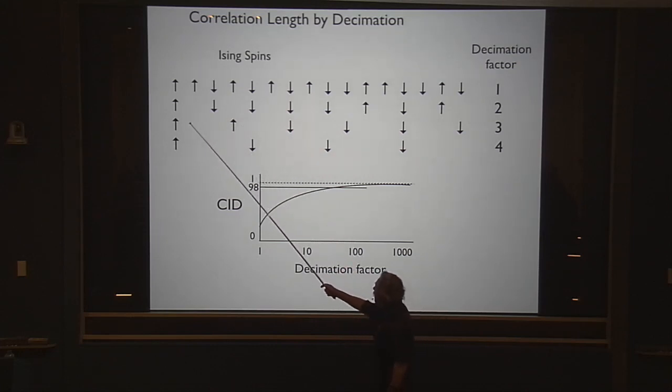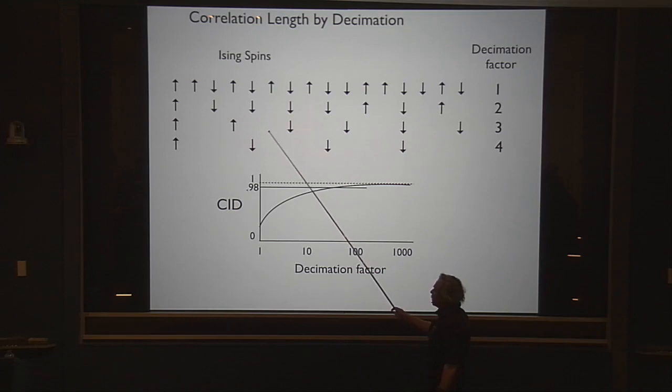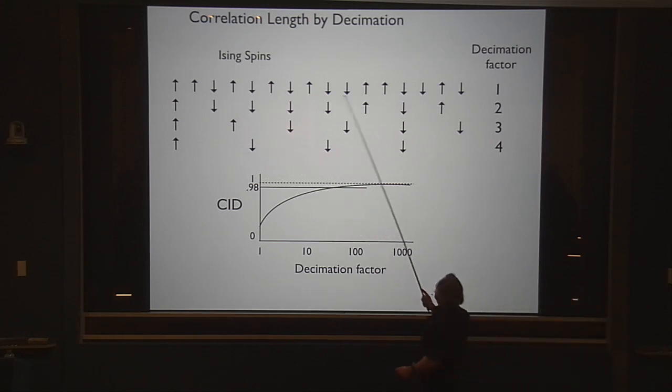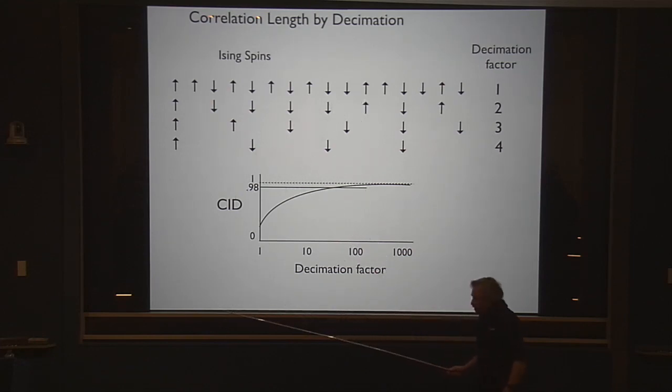You only take every other spin, or every third spin, or every fourth spin. Now, the basic idea here is if there's a correlation length in the problem, what I'm going to do is take this string and compress it and see how much it compressed compared to the length of the original string. The same with this string, the same with that string. That's what the CID is, it's a ratio.